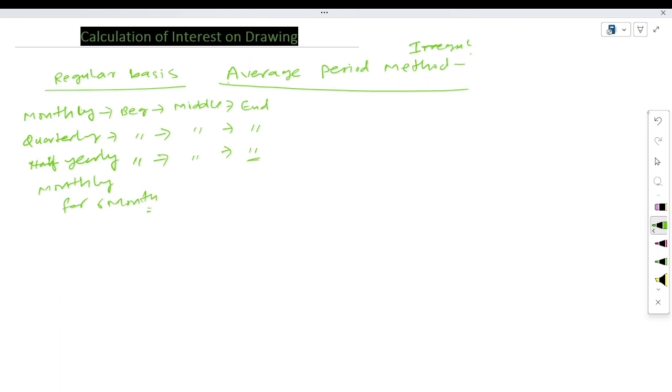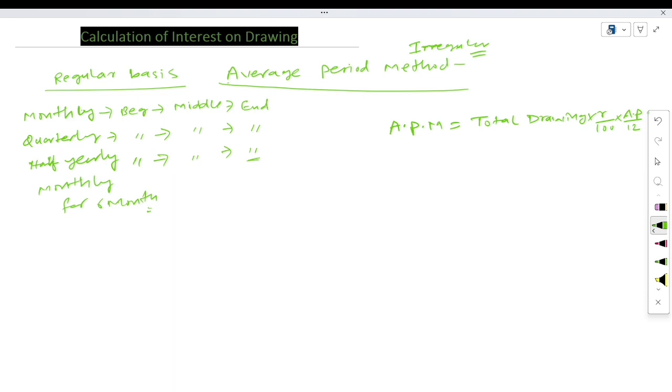So first of all we will see what formula we will apply for calculating the interest on drawing under the average period method. The formula will be: total drawing into rate of interest upon 100 into average period upon 12. This formula we will use here.